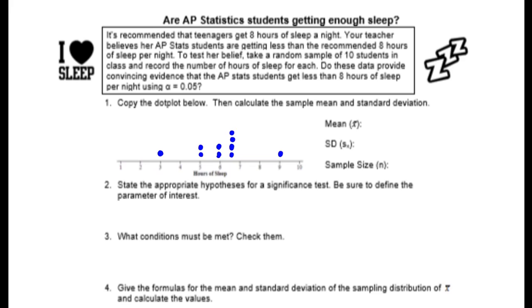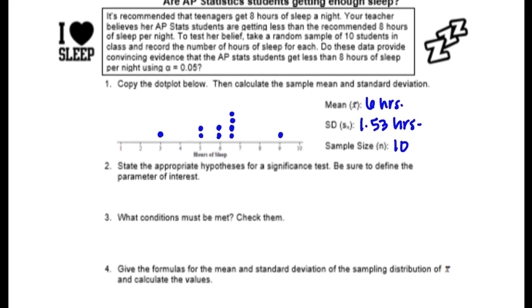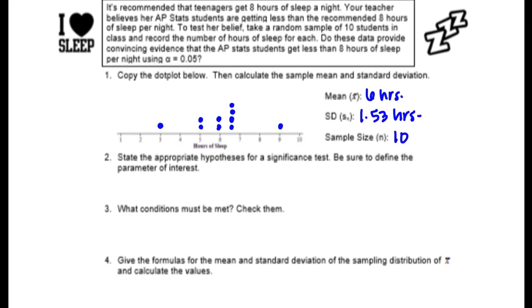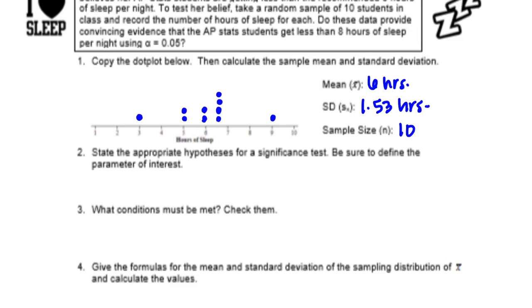And then I went ahead and calculated the mean of that. We had 6 hours for the group, 1.53 hours as the standard deviation, and this was 10 students that I called on, like it says in the problem. So I'm going to do number 2 with you before I let you continue on with this.